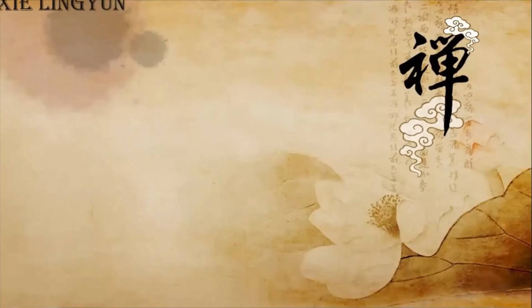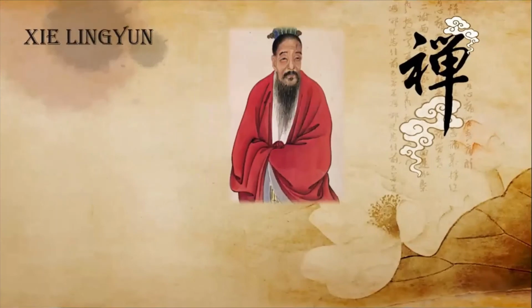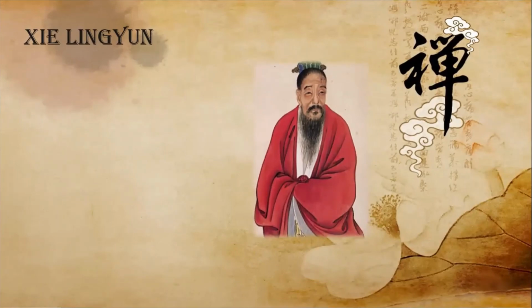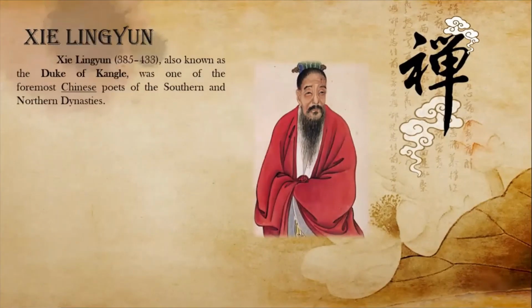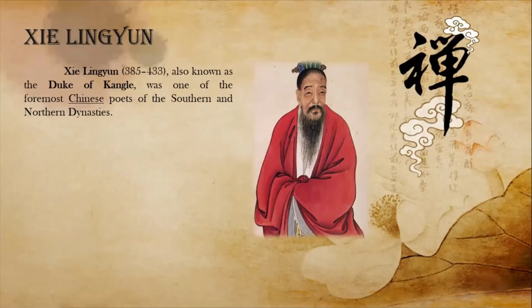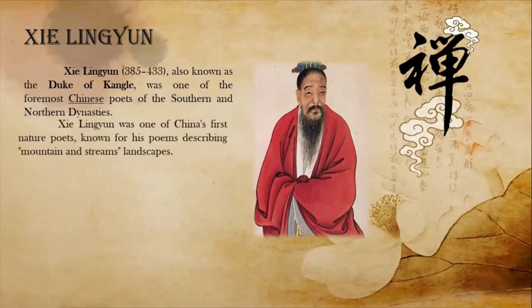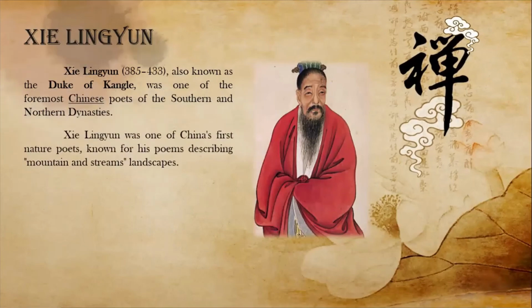The last poet we're going to discuss is Xie Lingyun. Xie Lingyun, also known as the Duke of Kangle, was one of the foremost Chinese poets of the Southern and Northern dynasties, a member of an aristocratic family associated with the displaced southern court. Xie Lingyun was one of China's first nature poets, known for his poems describing mountain and stream landscapes.